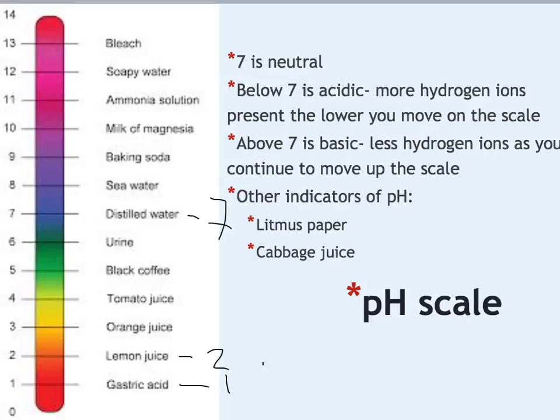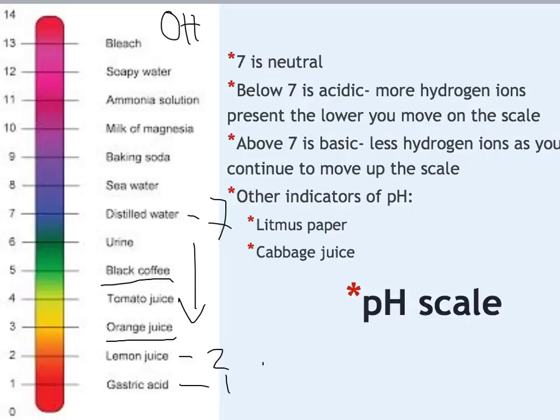Anything that's below 7, you're going to have more hydrogen ions. So if you were looking at the pH scale, you would say that orange juice has more hydrogen ions than black coffee. Black coffee is higher up on the pH scale than orange juice. More hydrogen ions are present in orange juice. Anything above 7 is going to have less hydrogen ions. So as you're moving up the scale, you're losing hydrogen ions and gaining hydroxide ions.